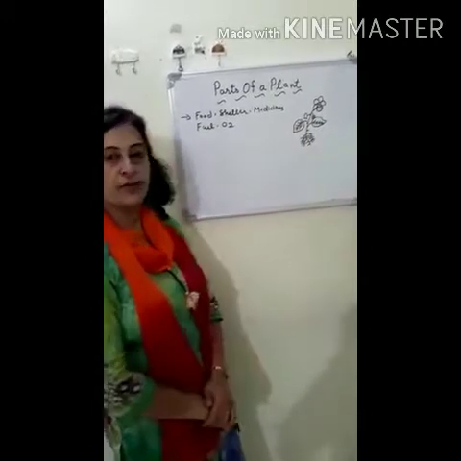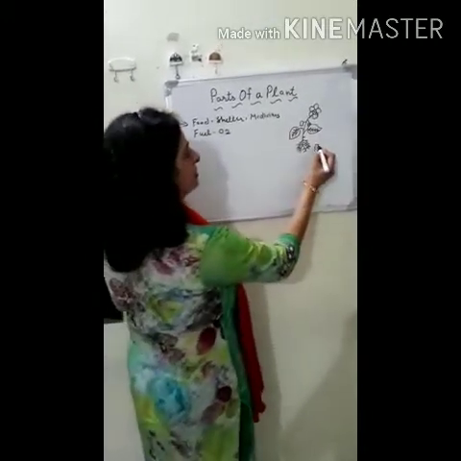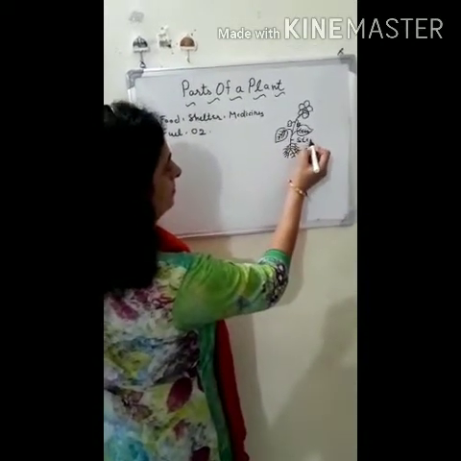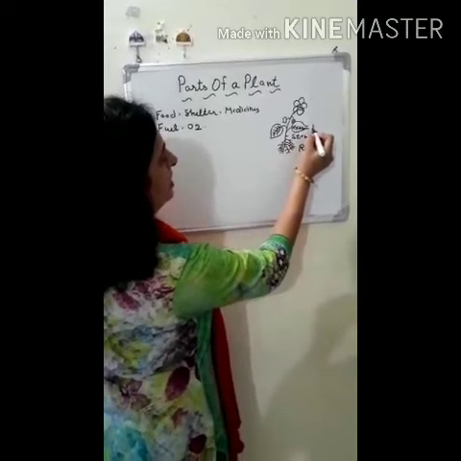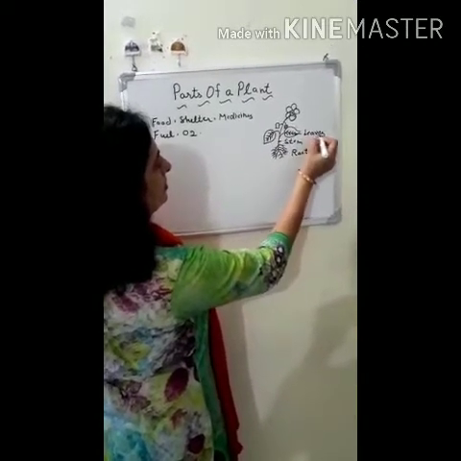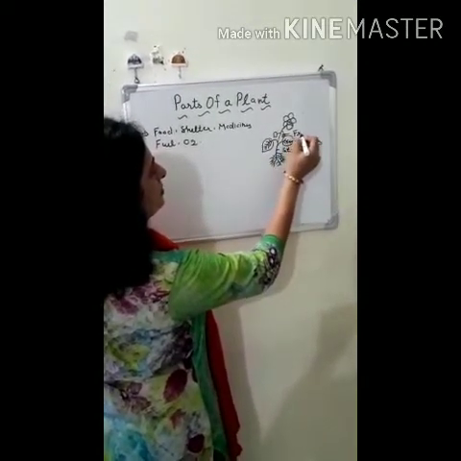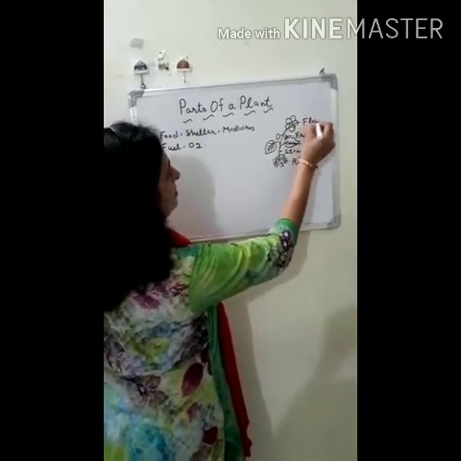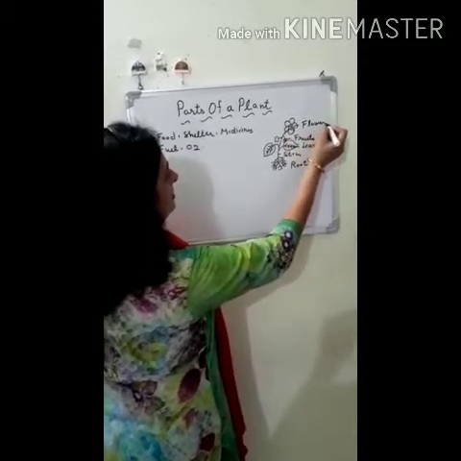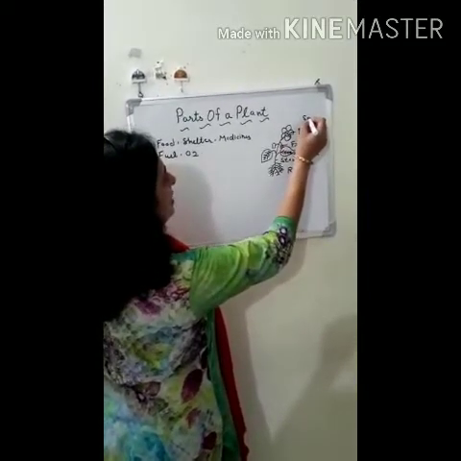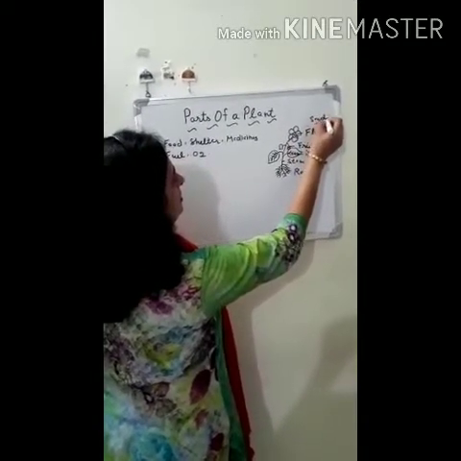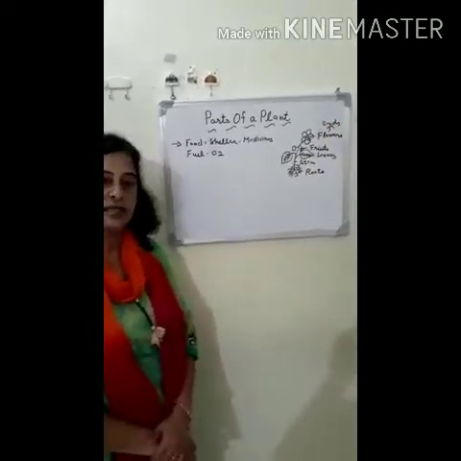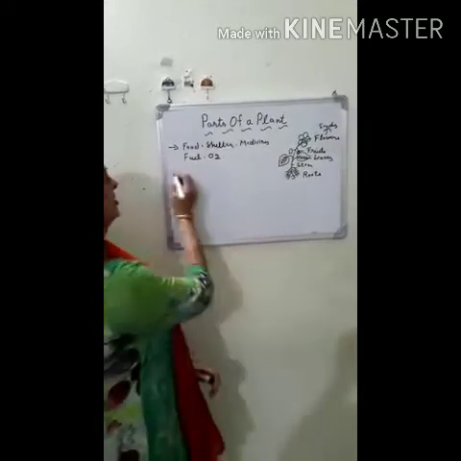Different parts of a plant are roots, stem, leaves, fruits, flowers and seeds in flowers or fruits. All of these parts perform specific functions. So let us discuss one by one.